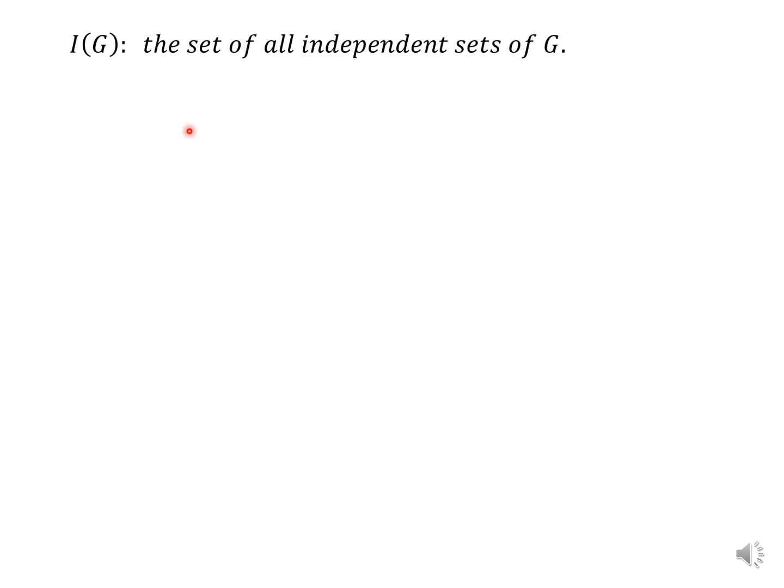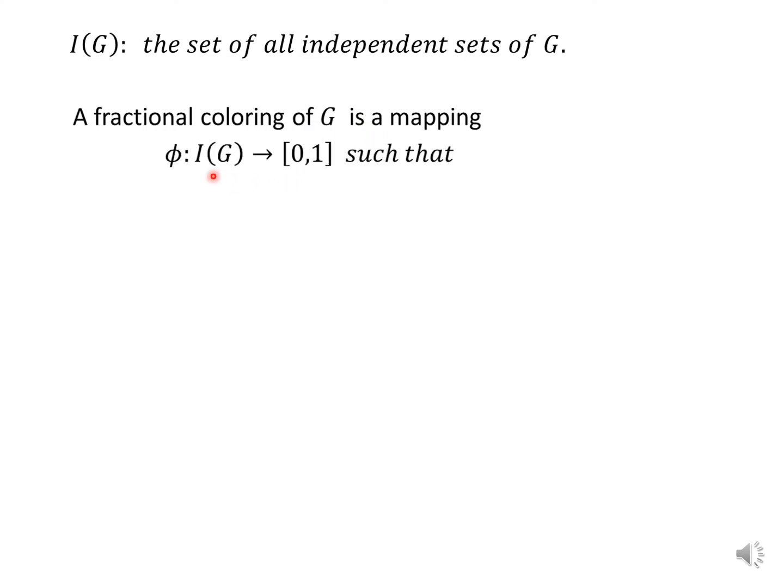Now I first define the fractional chromatic number of a graph. We use I(G) to denote the set of all independent sets of G. A fractional coloring of the graph G is an assignment which assigns to each independent set a non-negative weight, such that for every vertex x, the sum of the weights of those independent sets containing x is at least 1. Such an assignment of weights to the independent sets is called a fractional coloring of G.